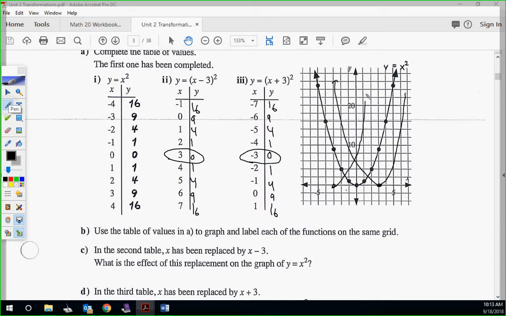Again, I'm just drawing mine roughly. Yours are probably better, but you can see it's got the left and right movement. Okay. So we graphed them in a second table. Okay, what's the effect on the replacement? So the x minus 3, what's the effect? What's it do?